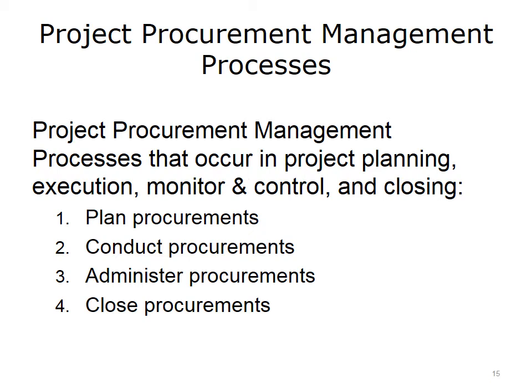Reviewing contract performance, making necessary changes or corrections, making payments, and performing inspections are some of the activities that occur in the administer procurement process. The close procurement process occurs at the end of the project and involves activities such as verifying the product, closing contracts, documenting lessons learned, and completing performance audits.